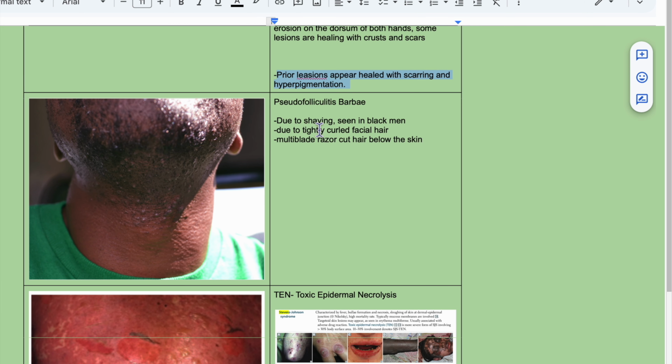This is pseudofolliculitis barbae. It's the one where if they shave close to the skin, the skin basically grows faster than the follicle can grow out of the skin. So since the skin grows faster, it blocks the growth of the follicle, and then you have hair growing in under the skin. It's painful due to shaving, seen in black men due to tightly curled facial hair. Right, so that too. Multi-blade razors cut hair below the skin, so that's why they should avoid the Gillette razor with four blades or something like that. A single blade is better for them, and not to go over the same area twice.